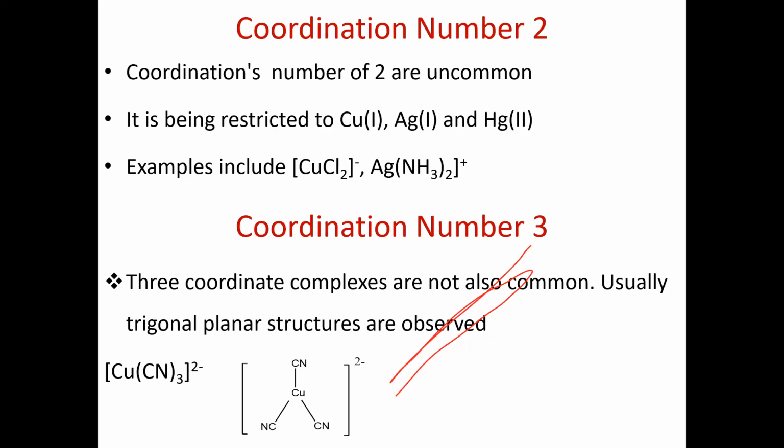Excuse me, ma. Is it mercury 2 or mercury 1? Because when you were talking, that has mercury, the coordination number of 2. Mercury 2. Okay, ma. Copper 1, silver 1, and mercury 2.